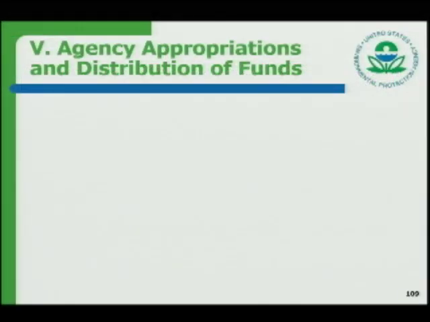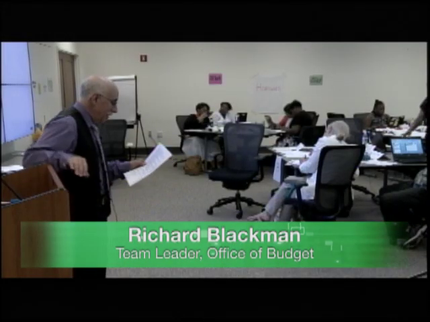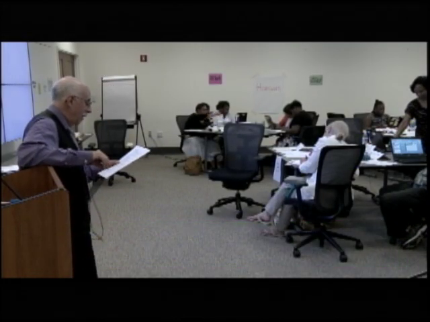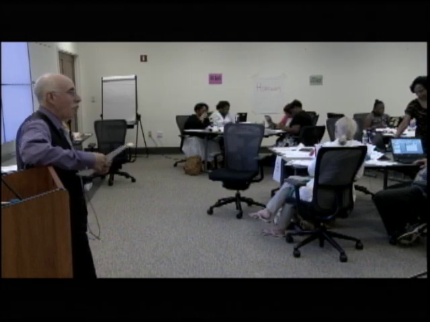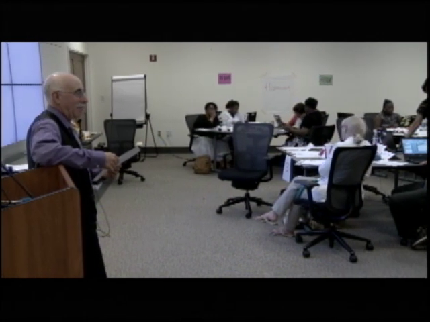This is the funds control course, June 2015. Part 5, Agency Appropriations and Distribution of Funds. So it's only 2015 here when we're recording this. You may be watching it, it may be 2020, we don't know. But here at EPA's Office of Budget, we're already planning for 2017. So Joe's going to talk a little bit about that whole bit about planning way ahead.